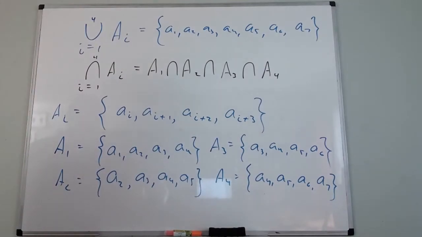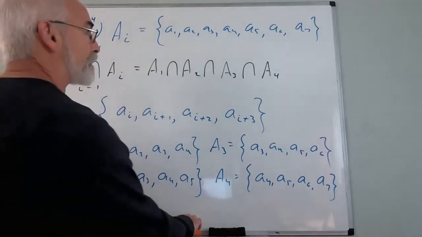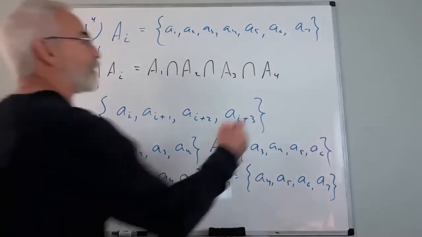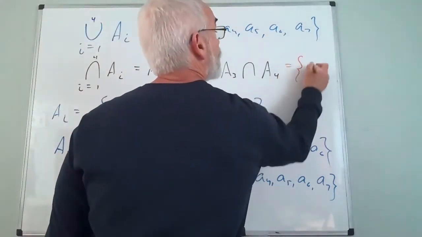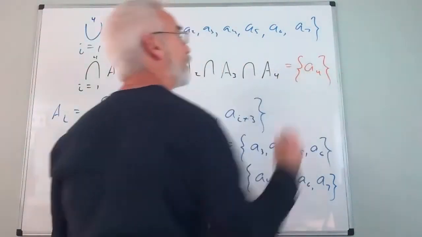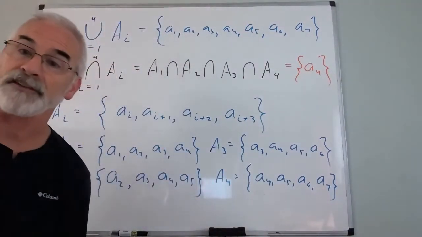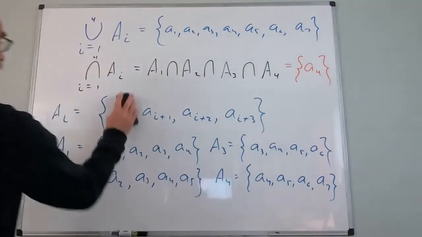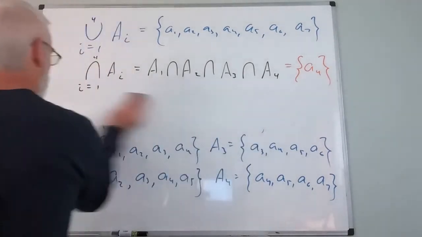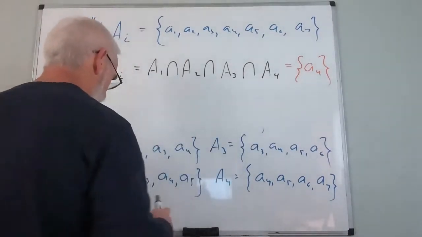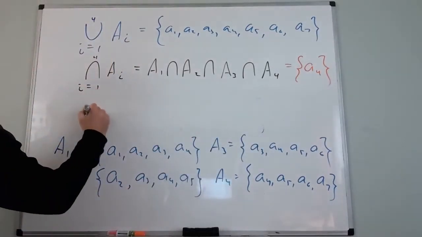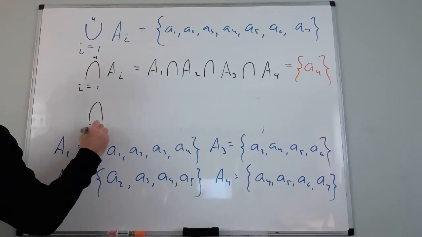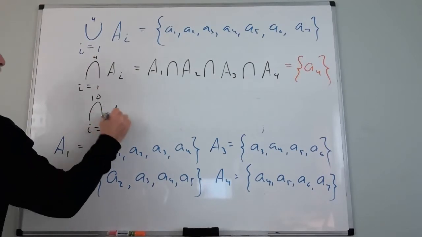And in this case here, what would be the answer? Just A4. The set that has only A4. Beautiful. So now I'm going to do one more. What if I had the intersection from i equal 1 to 10 of A_i?